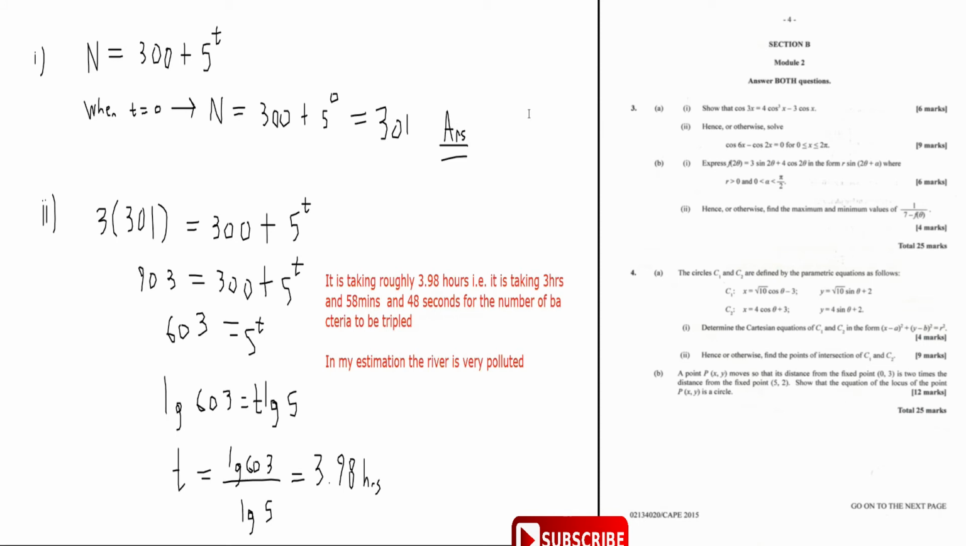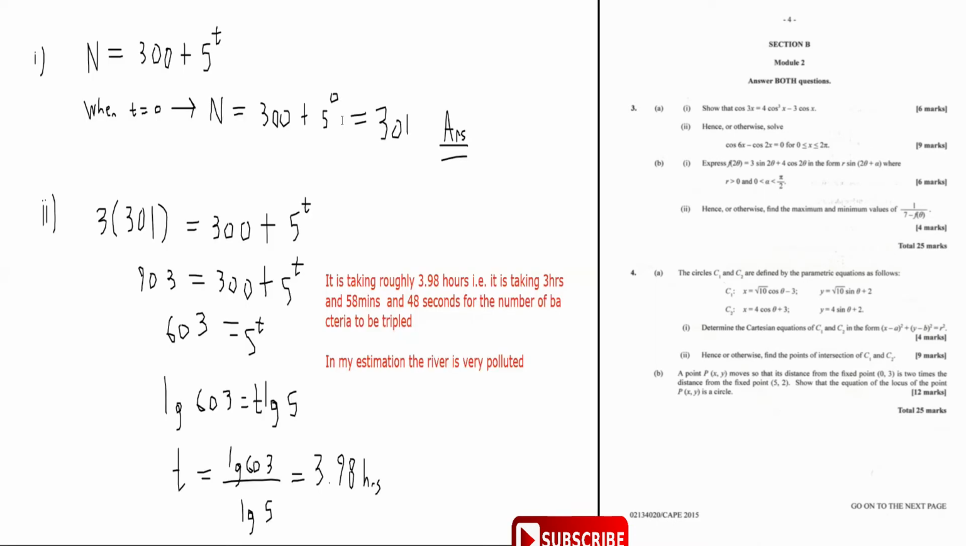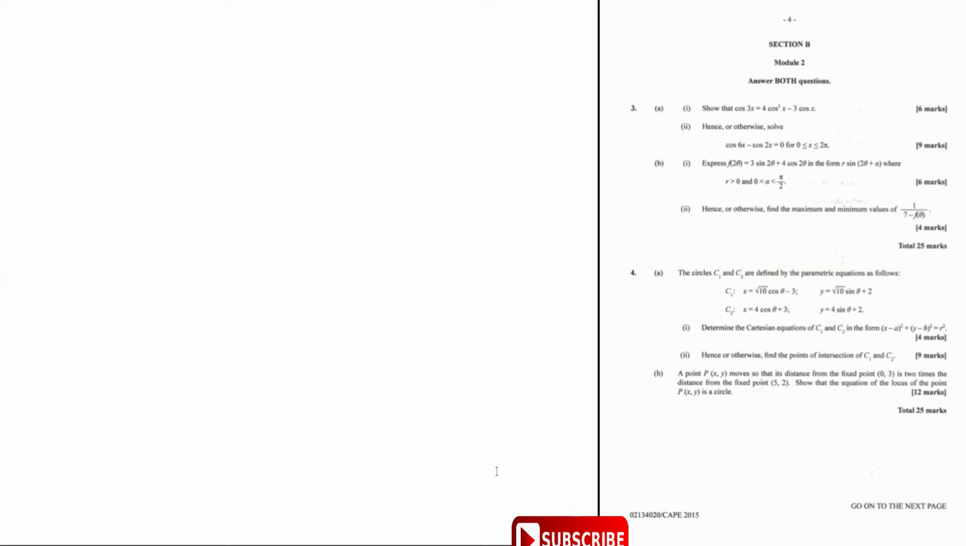So that takes care of module 1. All right. Now we get to go on to module 2. Question 3 is generally trigonometry. It says show that cosine 3x is equal to 4 cos cube x minus 3 cos x. That's what we need to do.